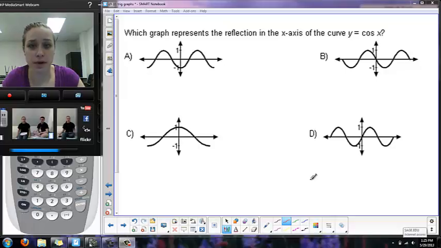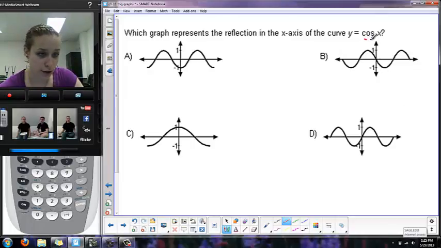Alright, so we're going to keep on going and working on some more of these types of questions. Which graph represents the reflection in the x-axis of the curve y equals cosine of x? Okay, so we're not just looking for a graph of what cosine looks like. We're looking for cosine that has been reflected, so essentially flipped upside down. The same thing is true for what I told you in the other question.